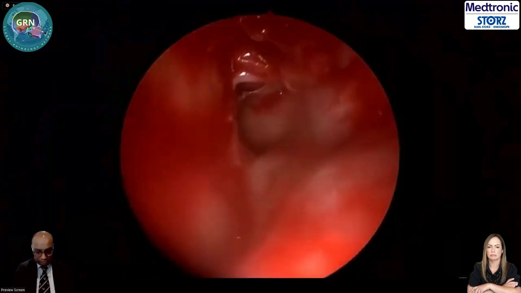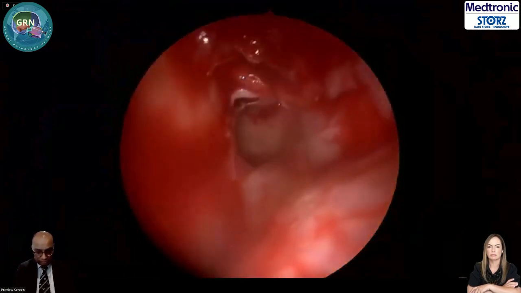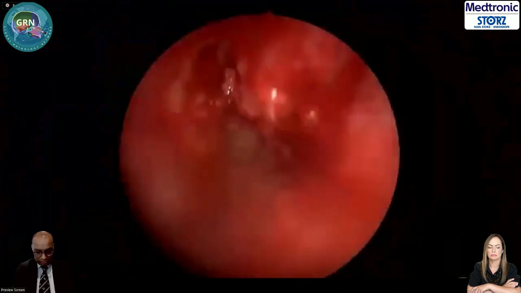Okay, the frontal sinus now is clear. The mucosa is there, so we don't enlarge anymore.